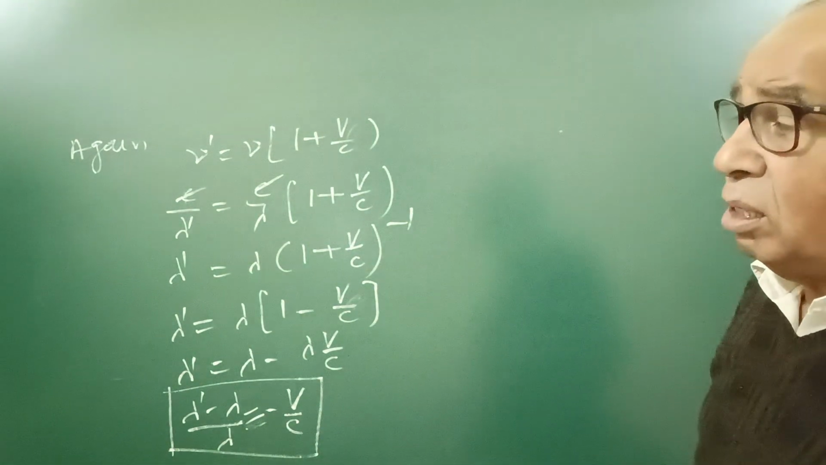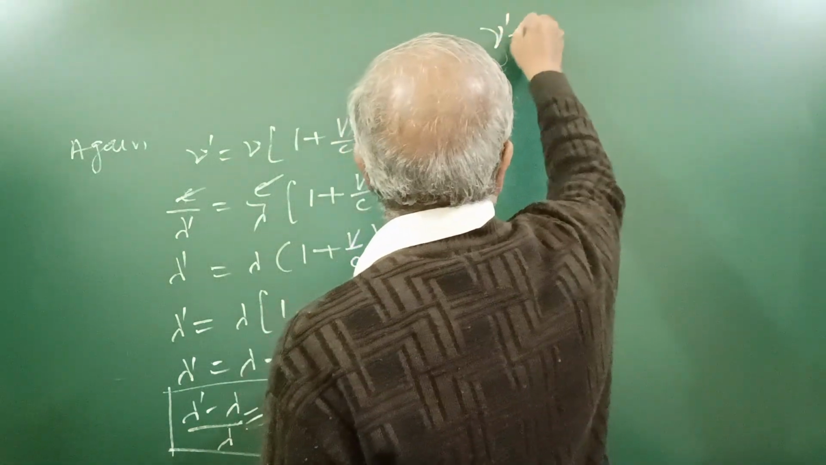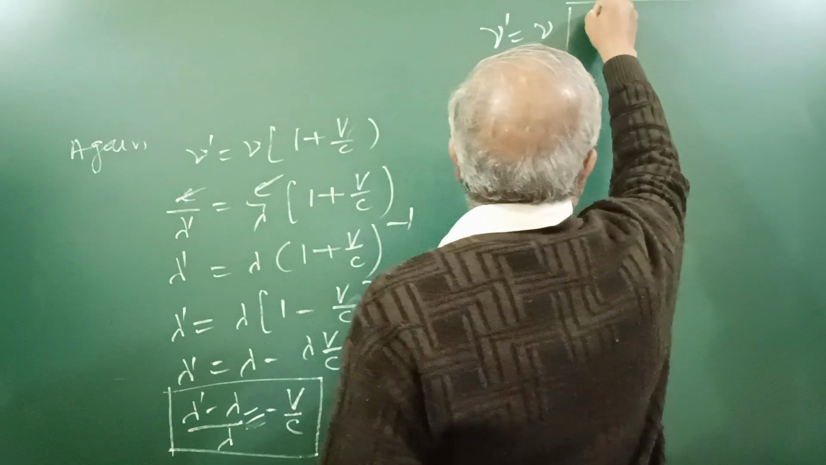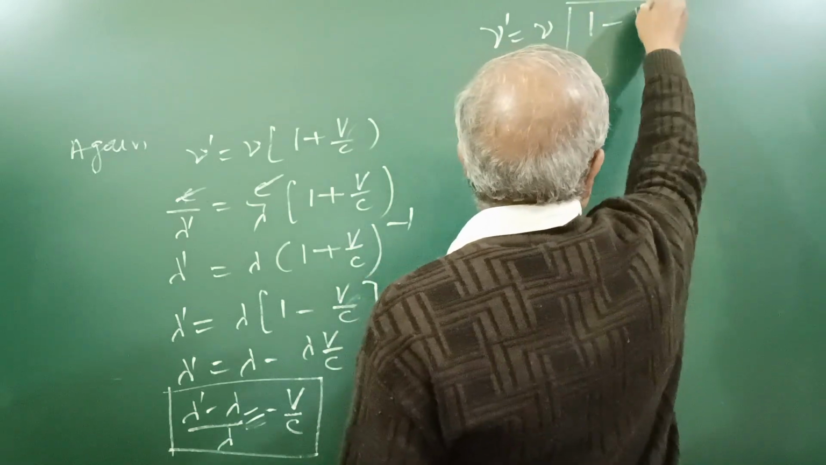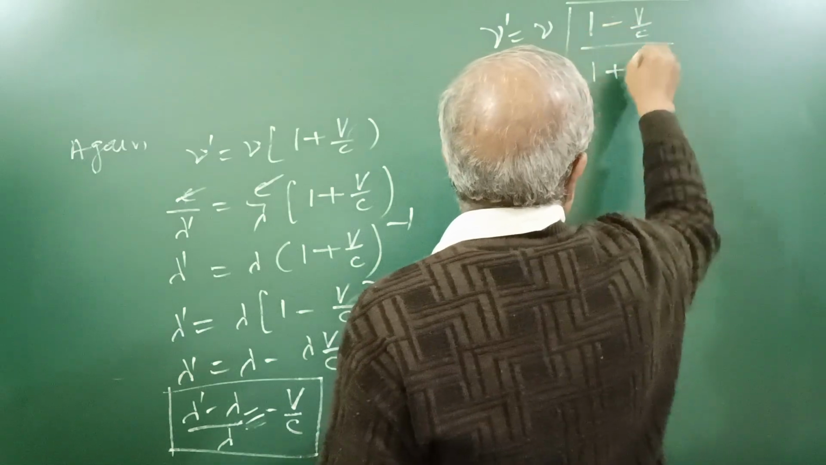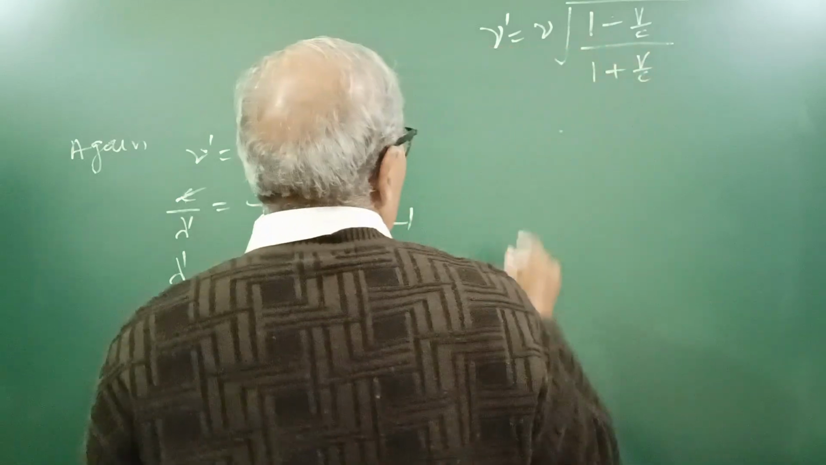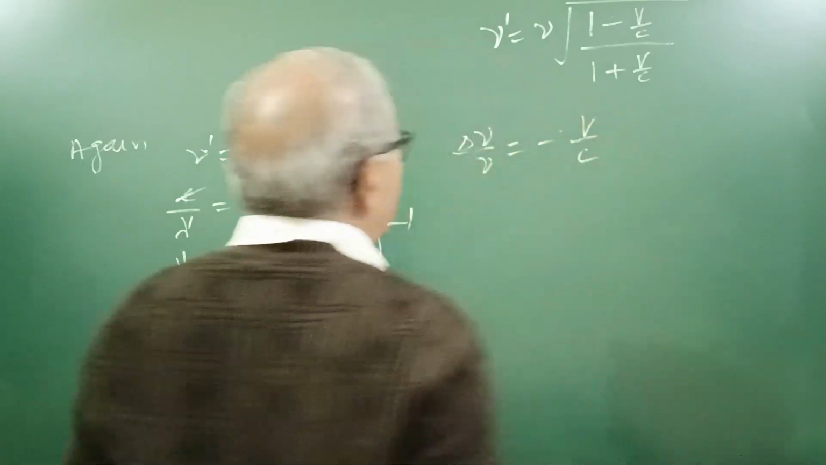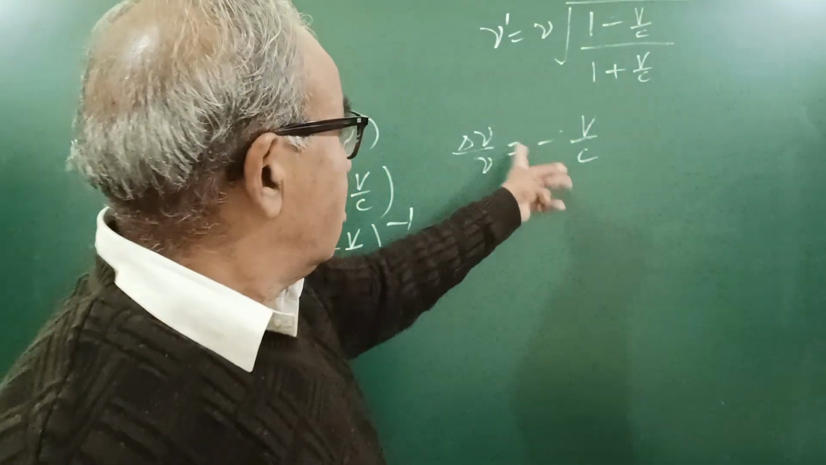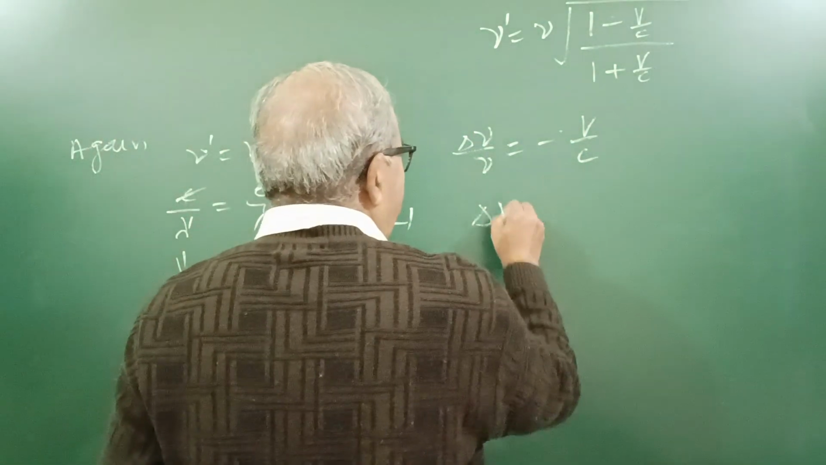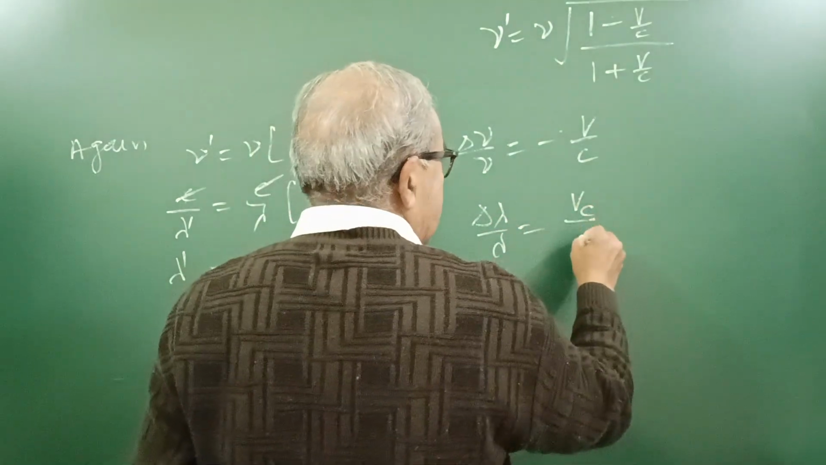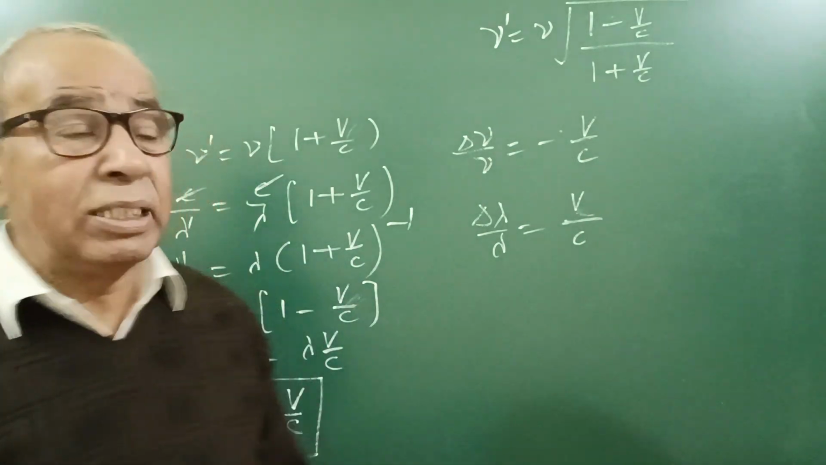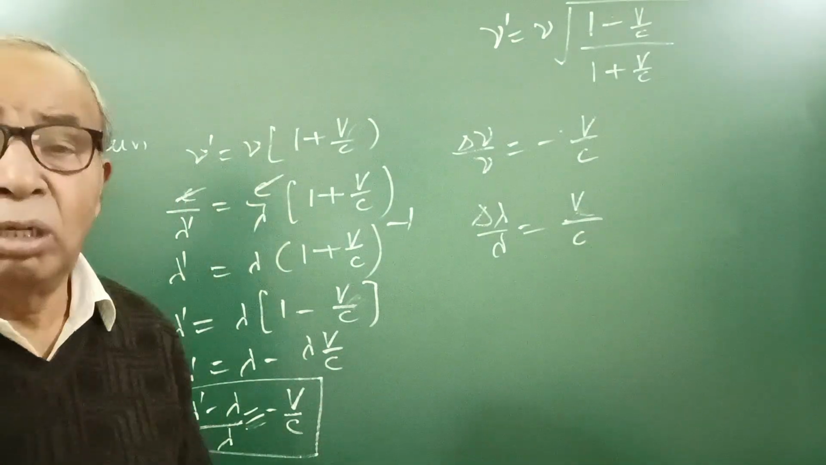Similarly, if distance between the source and observer is increasing, then nu dash equal to nu into 1 minus V upon C upon 1 plus V upon C, and from this you will get delta nu upon nu equal to minus V upon C. This indicates that when distance is increasing, frequency decreases, and delta lambda upon lambda will be V upon C, meaning wavelength is increasing when distance increases. So this was all about Doppler effect.